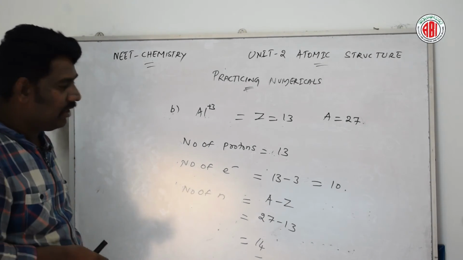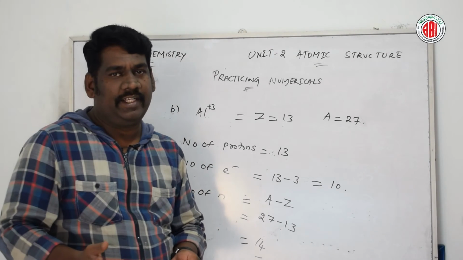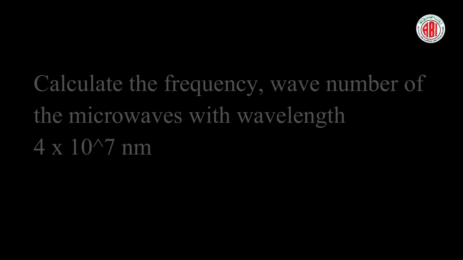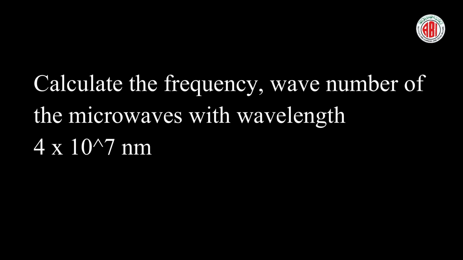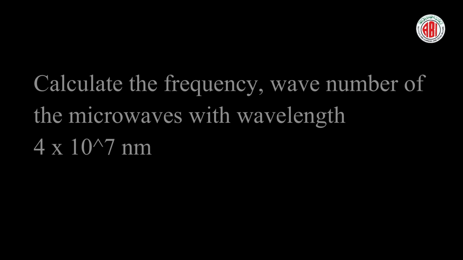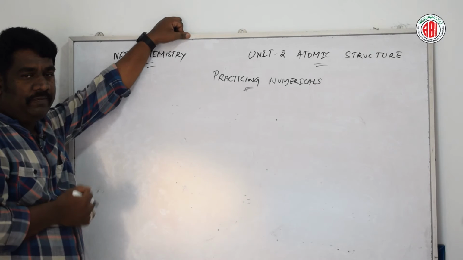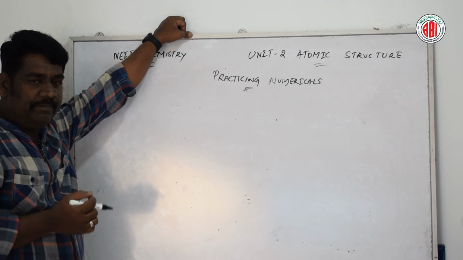So by this way we can solve this problem. Let us go for the next question. Look at this question, guys. Calculate the frequency, wave number of the microwave with its wavelength of 4 into 10 to the power of 7 nanometer. Let us find the wavelength, wave number and frequency.